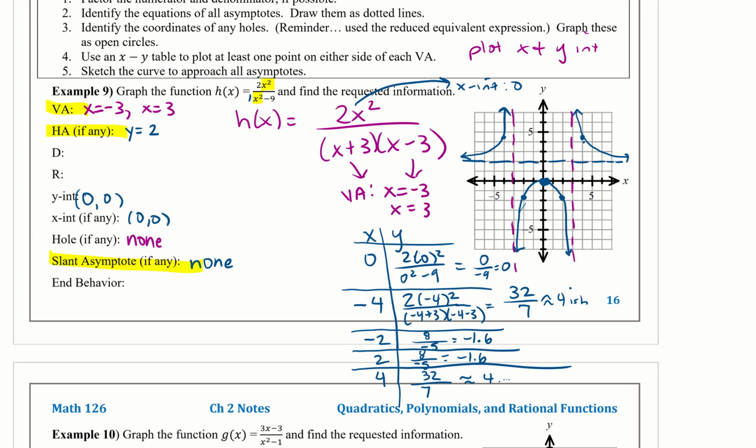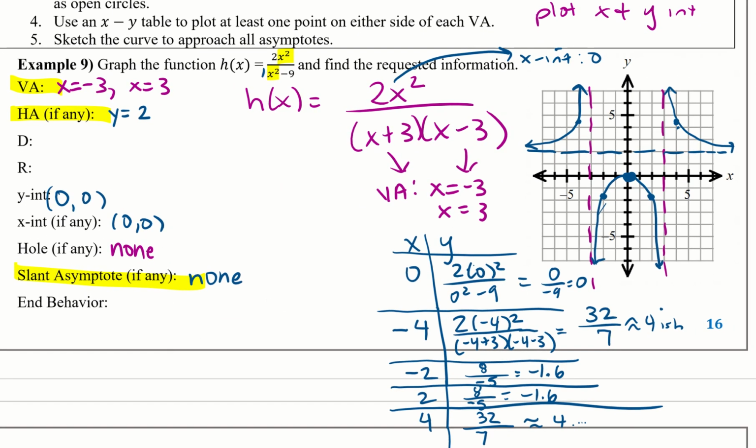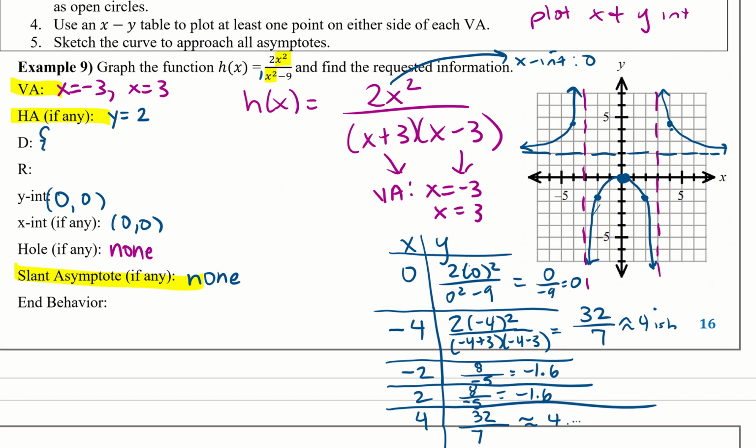Okay, now domain. Domain, you might vaguely remember from what we talked about earlier, is all x values except not the ones where there's any vertical asymptotes or holes. Now this one doesn't have any holes, so I will not worry about that. Range will be all the y values except not any y values where there's holes in the graph, which I don't have, or horizontal asymptotes.